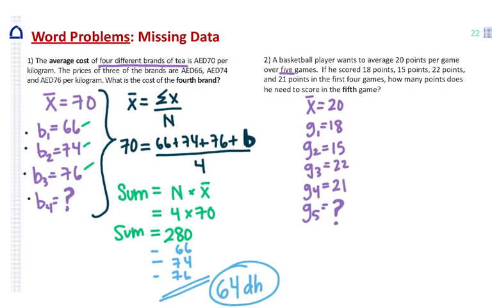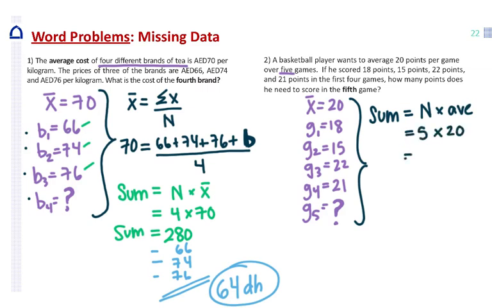So we could set up the algebra problem, but I'm going to go straight to my logic steps because I find this the easiest way. I remember that the sum of all the data is just going to be the number of data points times the average. So the number of data points, there's 5 games. The average we want is 20. So we know the total number of points we want is going to be 100 points.